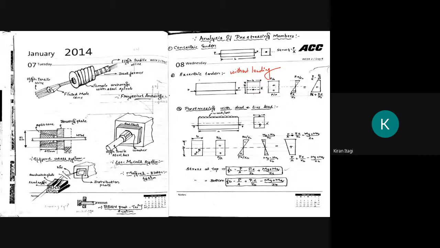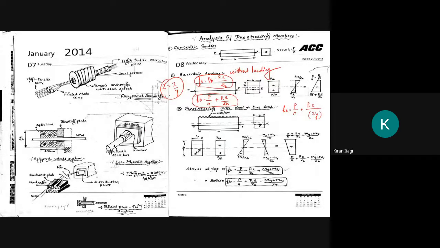This is without loading. The stress at the top fiber equals P upon A minus P into E divided by ZT. For the bottom fiber, it equals P upon A plus P into E upon ZB. This is the formula. Or this Z can be simplified, for example, the stress at the bottom fiber FB. We know that Z equals I upon Y. Therefore, FB equals P upon A plus P into E divided by I upon Y.